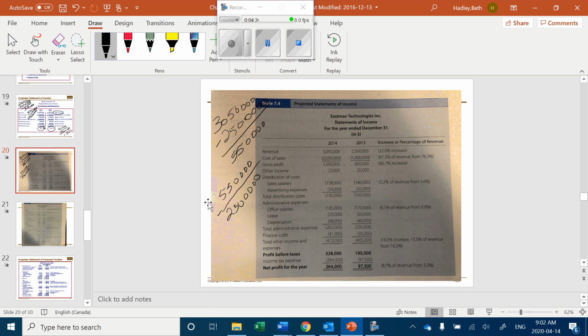Okay, so now at this point, I'm going to do an introduction to, sorry, I've got to get to the page, to exercise 2, statement of income and return on revenue.